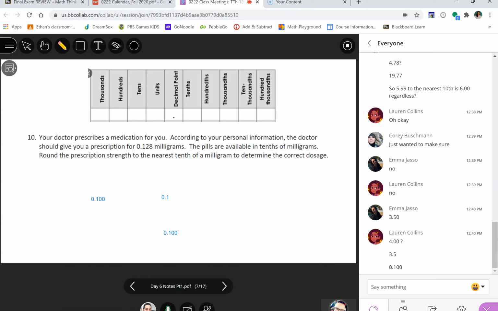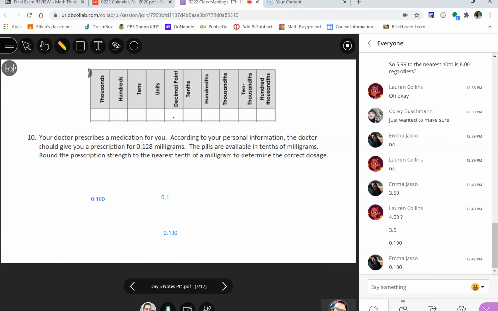Okay, so far the votes are for 0.100, 0.1, 0.100 again. Yep. All those are correct. Ooh, I'm glad someone wrote this right here. Not sure who this was.